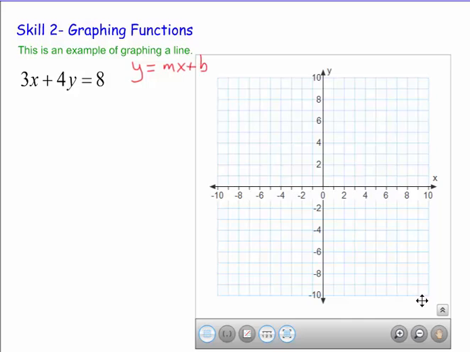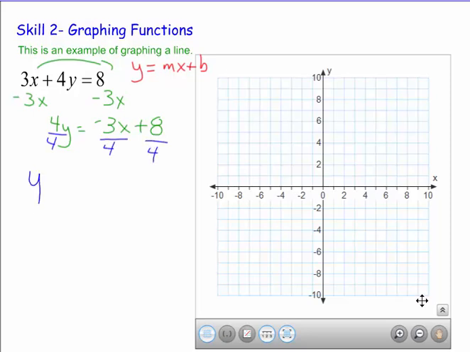I'm going to take the 3x to the opposite side by subtracting 3x. I've got a positive 4y. I don't need to bring the positive sign down. X first, and then your constant right there. Solving for y, I'm going to divide every term by 4. And I will have y equals negative 3/4 x plus 2.